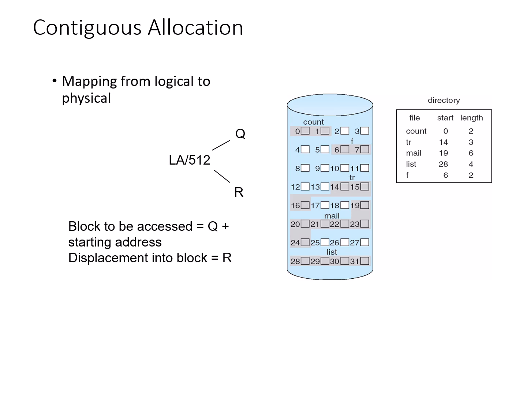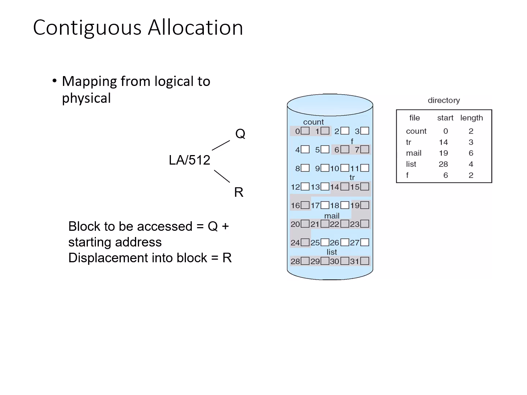On the right, there is a table showing a list of files. It tells us the file name, starting block of the file, and how many blocks it takes up. It's called the length. For example, the file count starts at block 0 and uses 2 blocks. So, it takes block 0 and block 1.